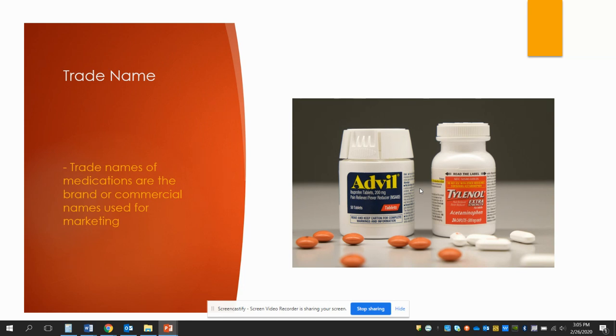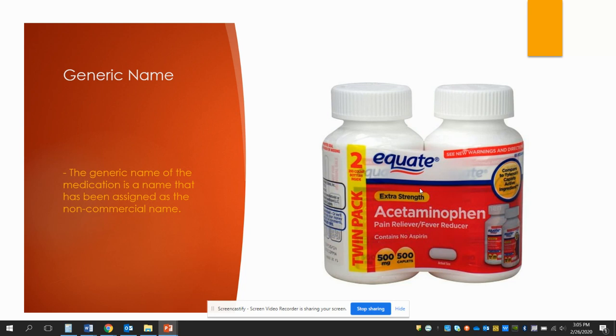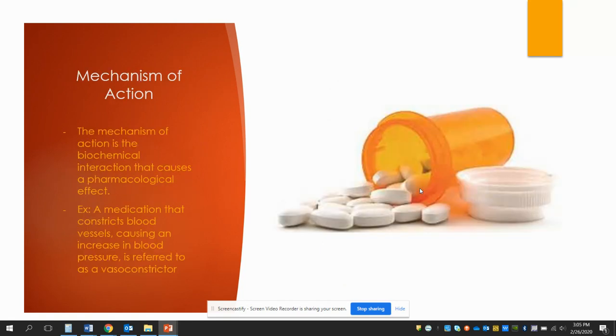So the trade name of medication is the brand or the commercial name, and so that's usually what we call things like Advil or Tylenol. Those are actual brand names or trade names of medications, and that's different from the generic name. The generic name is the name that anybody can use, and that's a non-commercial name that has been assigned to this. Now, medications also have a chemical name, which is several parts, very long name, but the generic name can be used by anybody. That's actually the name of the medication.